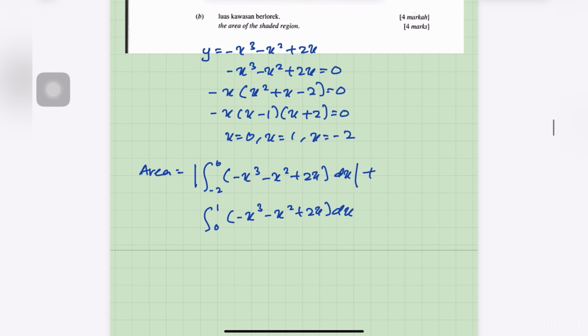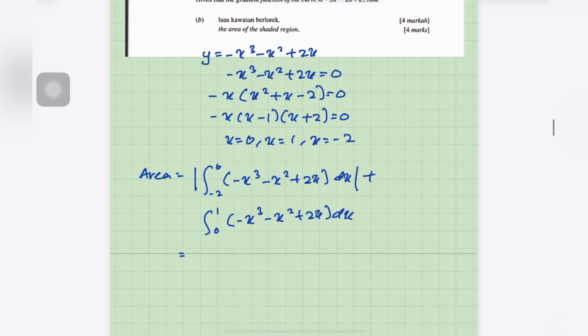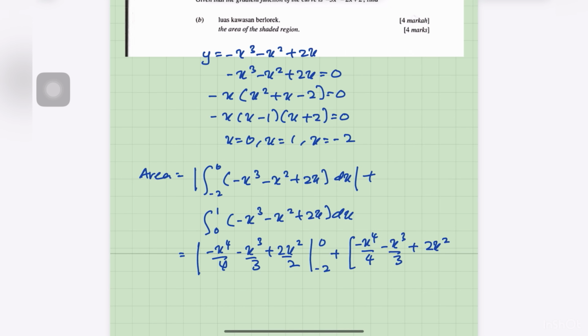Okay, so kita integrate as usual lah. Okay, so kita dapat kat sini modulus negative x to the 4 over 4 minus x cubed over 3 plus 2x squared over 2. So negative 2, 0. Okay, plus this one, ni tak payah modulus lah. Negative x to the 4 over 4 minus x cubed over 3 plus 2x squared over 2. So 0, 1. Okay, so the rest we just substitute upper limit minus lower limit.